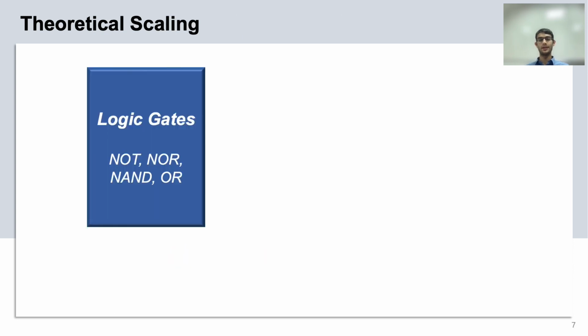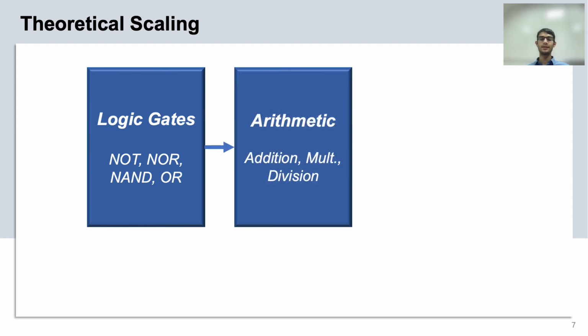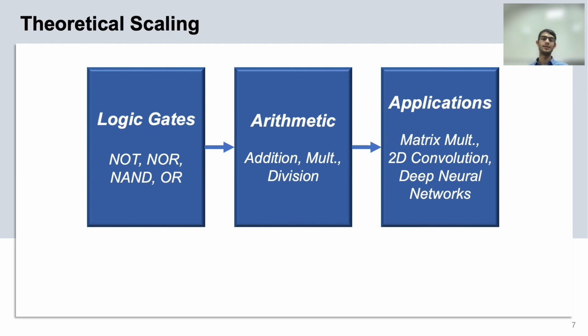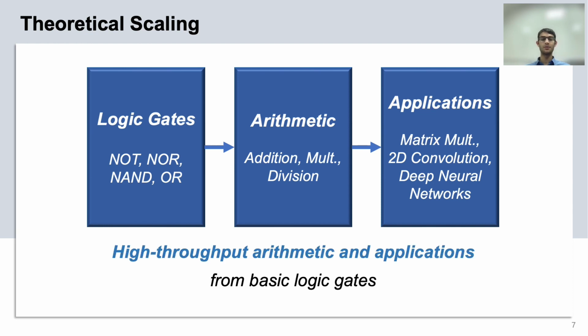Okay. So we have massive parallelism for basic logic gates, such as NOT, NOR, NAND, or OR. What can we do with it? Well, first of all, logic gates that are functionally complete can give us arithmetic in the form of addition, multiplication, division. And if we have arithmetic, then we can start to talk about applications. For example, in this work, we'll talk about matrix multiplication and 2D convolution, but from there you can continue to generalize, for example, to deep neural networks. And the entire time, we're using the massive parallelism that we have from basic logic gates to expand to high throughput arithmetic and applications.